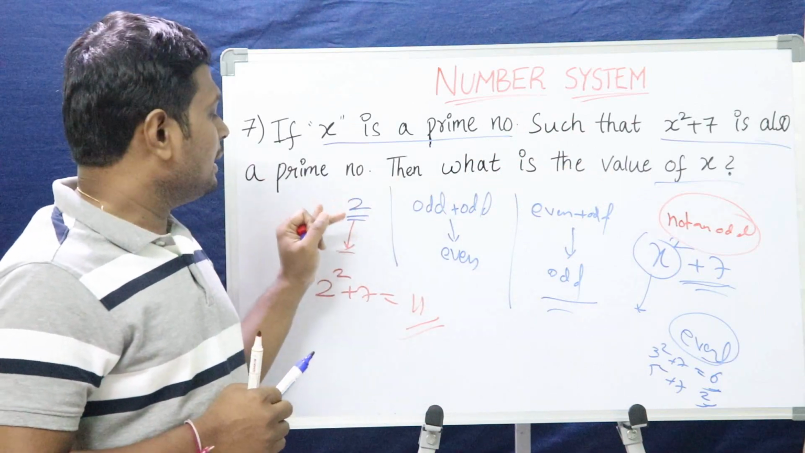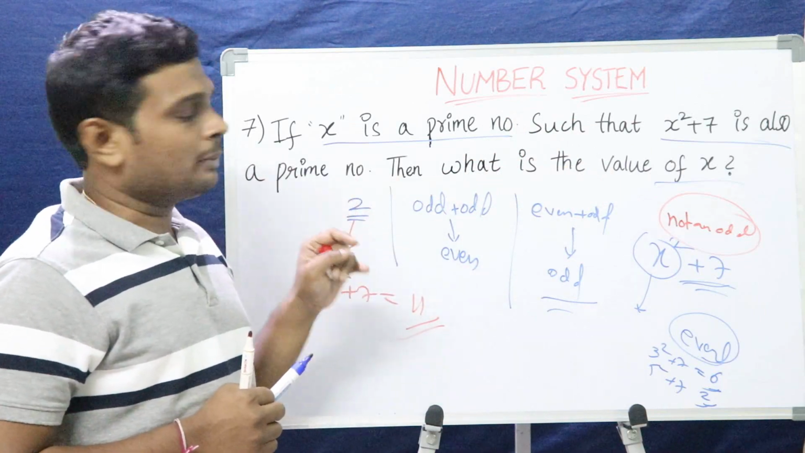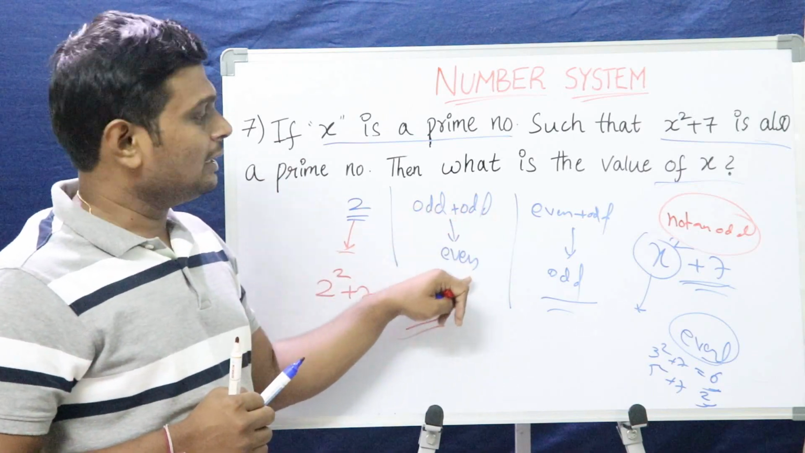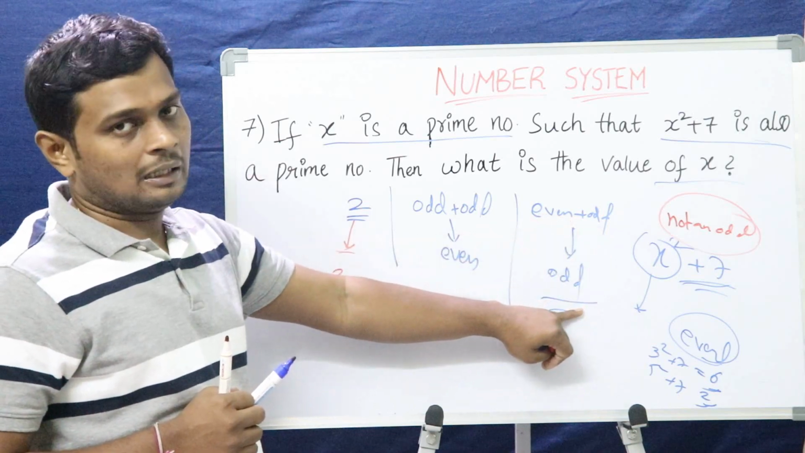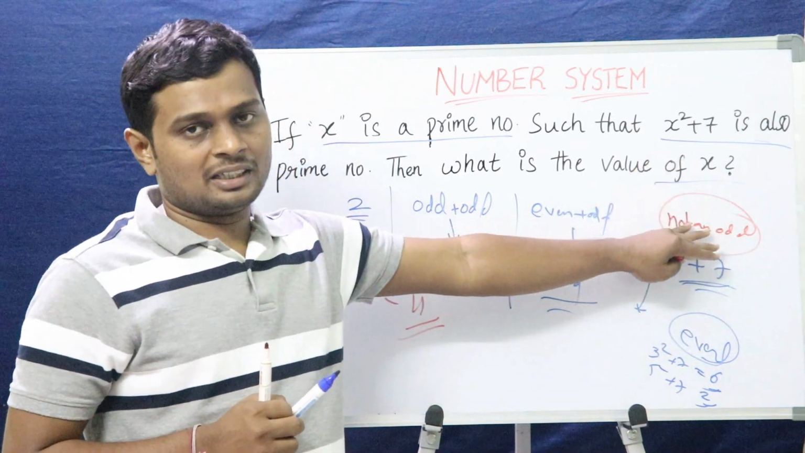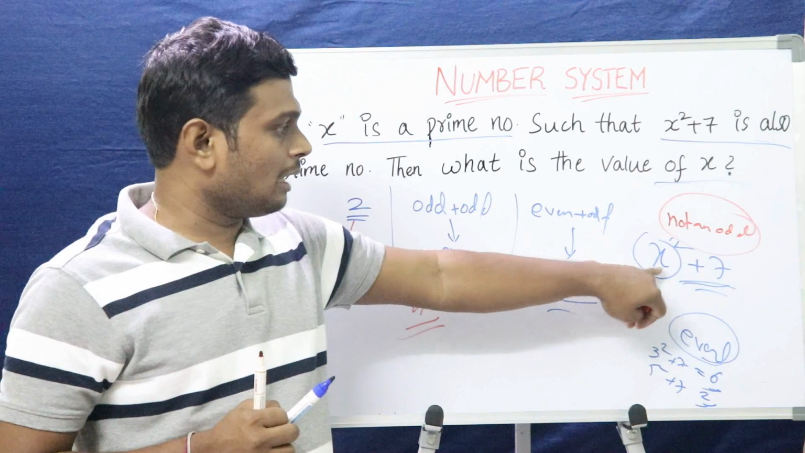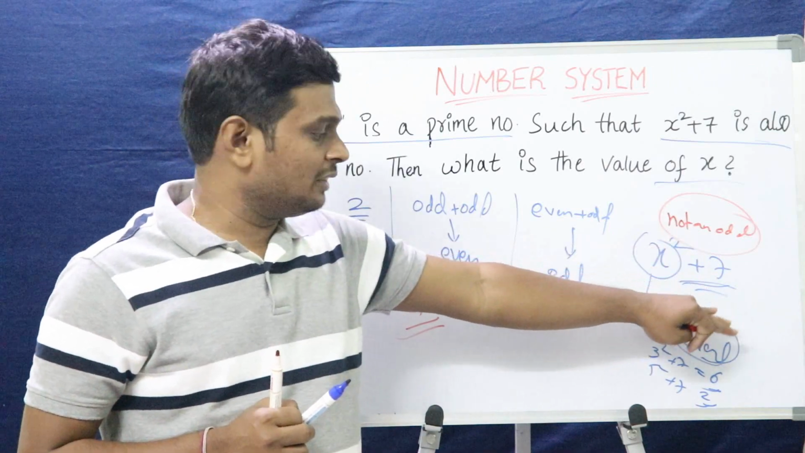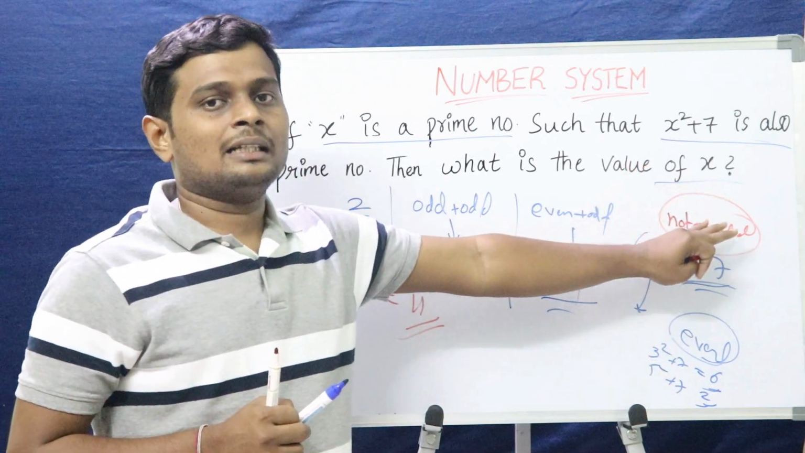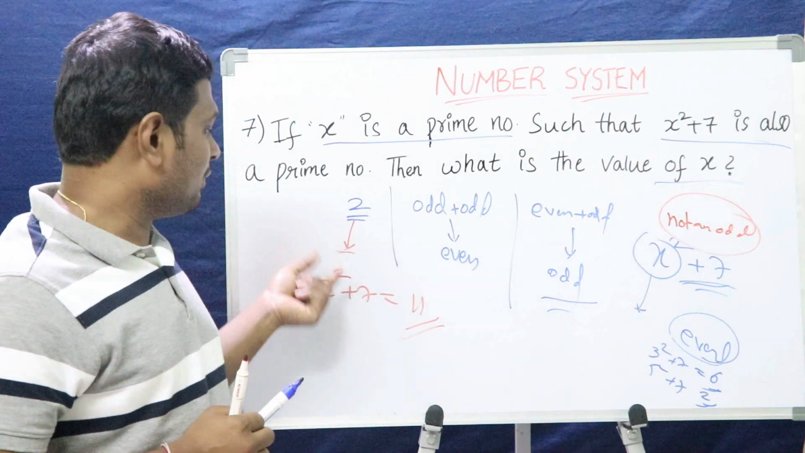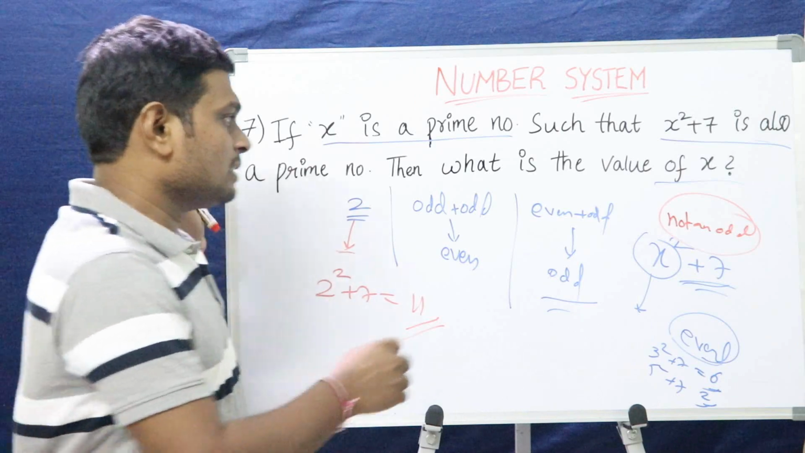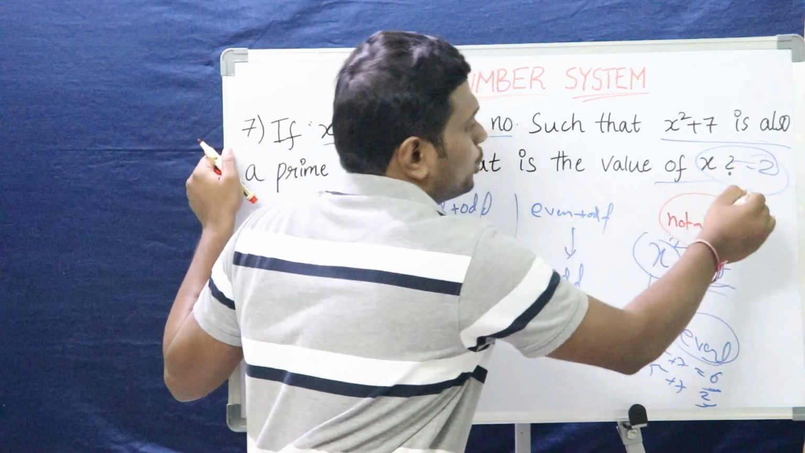We know the 2 facts. The only even prime number is 2. The second thing is, if we sum 2 odd numbers, it will result in an even number. If we sum even plus odd, it will result in an odd number. Right? In the case of x square plus 7, let's assume x is an odd number. If we sum the square of an odd number with an odd number, it will result in an even number. So we can rule out x being an odd number. What are we left with? We are left with only one option. X is an even number. The only even prime number is 2. So what is the value of x? The value of x is 2.